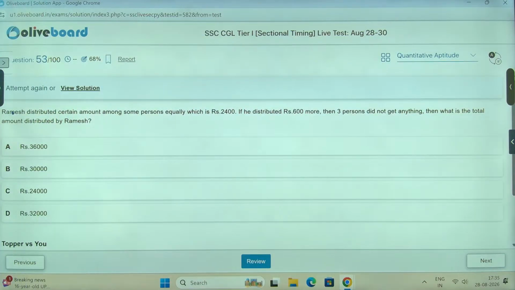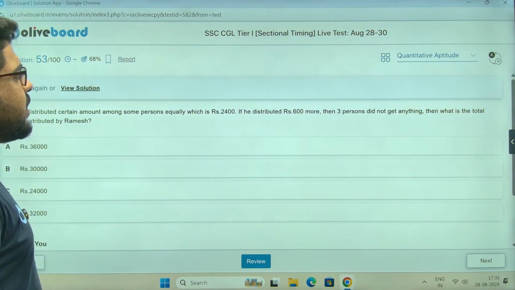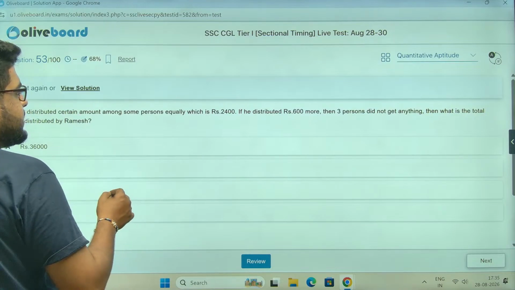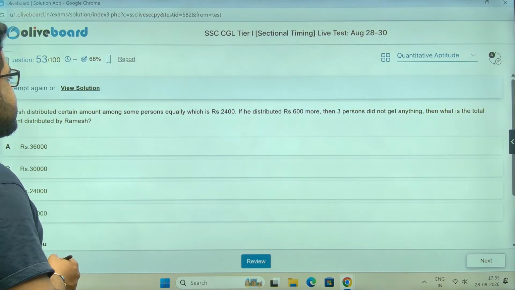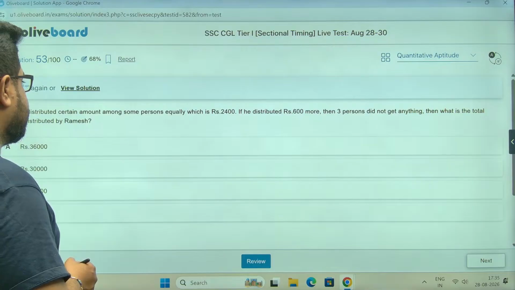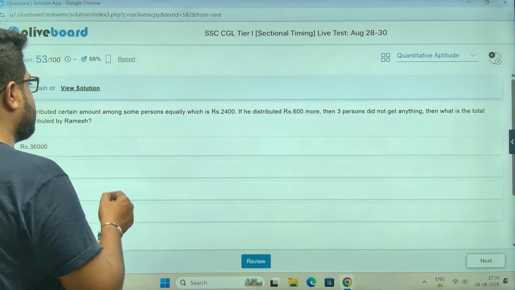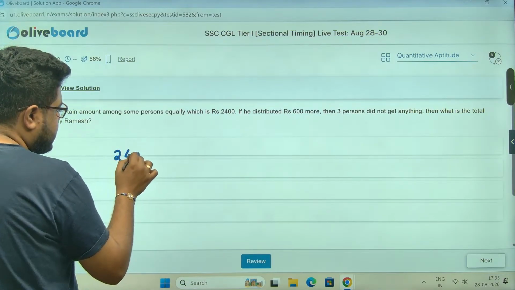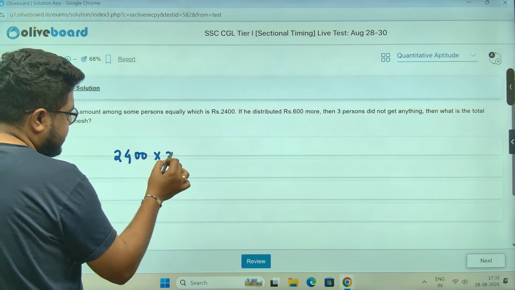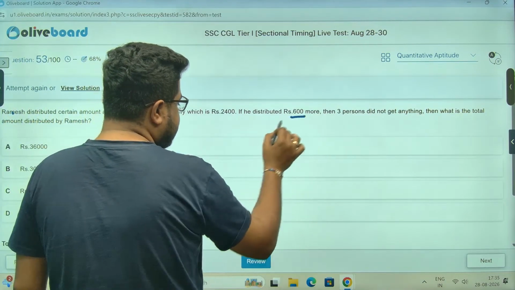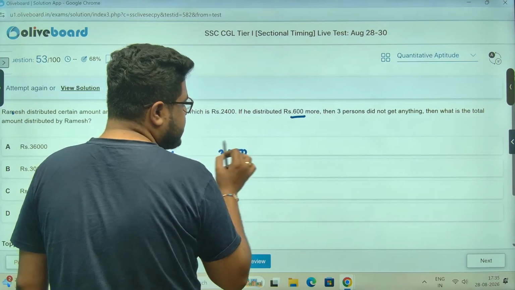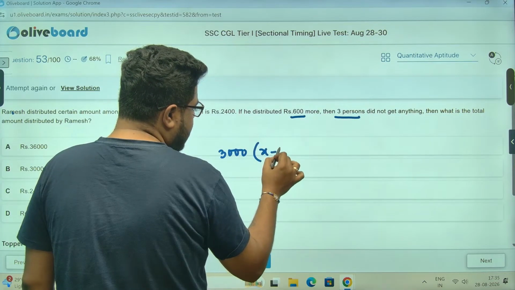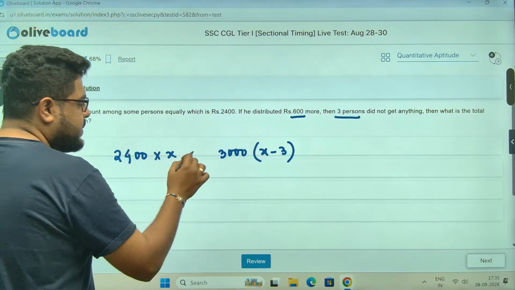Next one. Ramesh distributed a certain amount among some persons equally, which is rupees 2400. If he distributed 600 more, 3 persons did not get anything. What is the total amount distributed by Ramesh? So 2400 Ramesh distributed among X persons, let's say. Now, if we distribute 600 more, meaning if we distribute 3000 each, 3 persons did not get anything, meaning only X minus 3 persons get it.